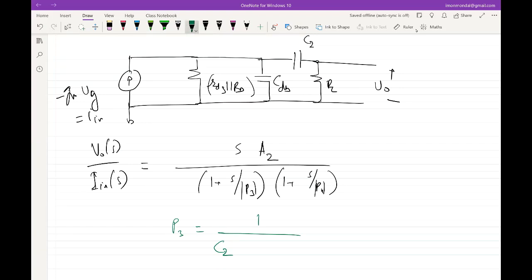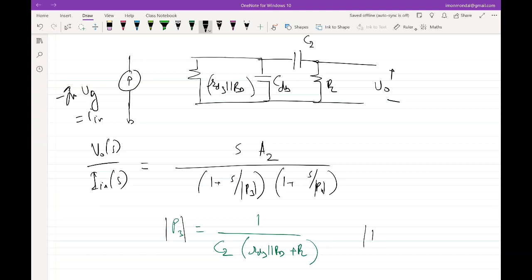Okay, so the pole associated with C2 will be what? We assume CDB is 0. So the pole associated with C2 will be, with this guy RDS parallel RD, and then plus RL, right? Plus RL. Because while we are trying to find the time constant, we have to desensitize any independent sources. For this particular purpose, the independent source is our current source. Setting the current source to 0 is equivalent to opening it up. So this becomes P3, this becomes mod of P3.